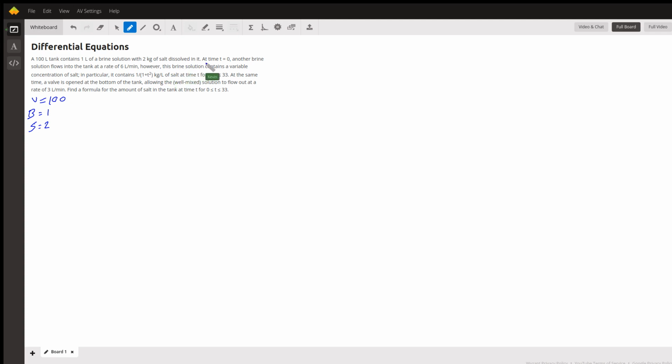Now we've got at time t, okay, so things are happening at time t equals 0. I guess time matters. It doesn't say in the problem, but it's kind of implied that these are also at time 0. They should have been clear. But then more brine starts coming in, so brine in is equal to a rate of 6. And it contains a variable solution. We don't know what it is yet. Oh, but then they told us.